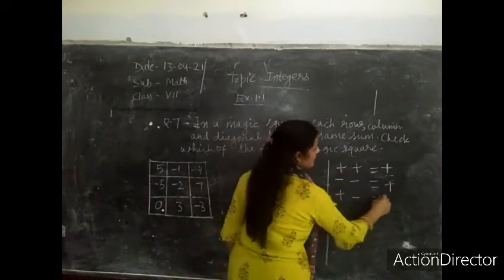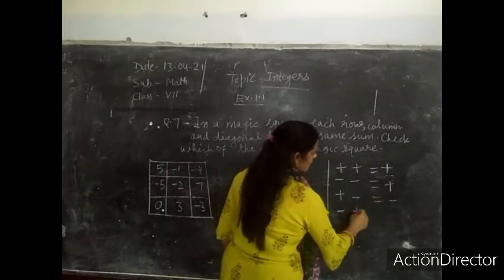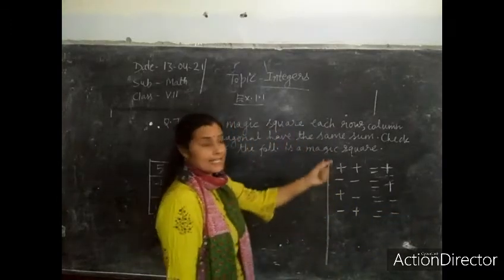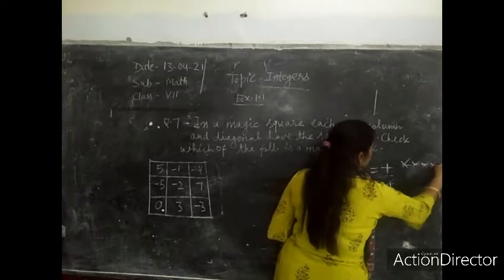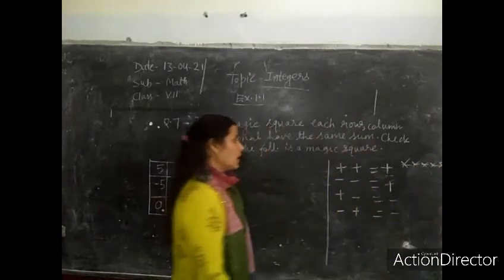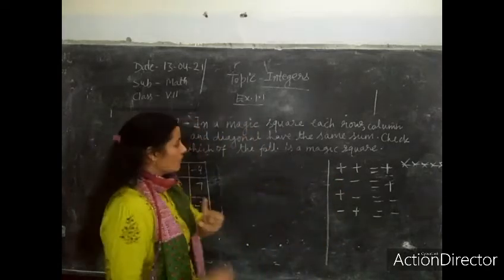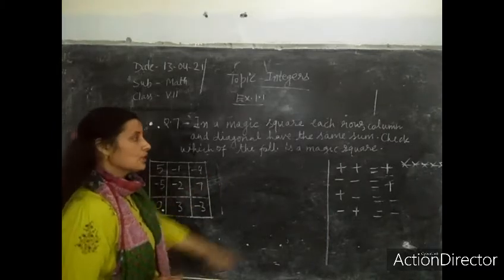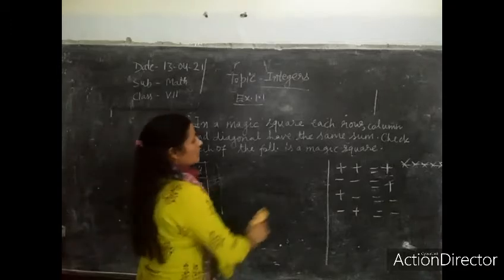If you have different signs, you will always do subtraction. These are the key points, you can say 5-star points. If you learn these things, you will never have a problem in integers. Understood? So these are the key facts. You have to keep them in your mind. Now come to the question.